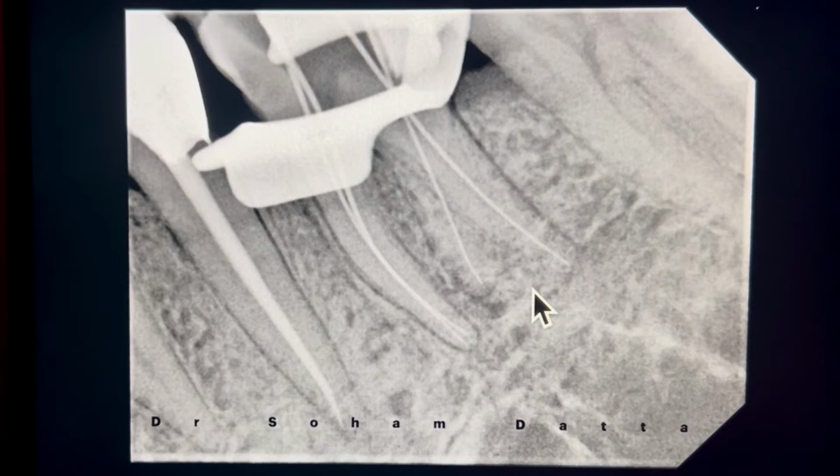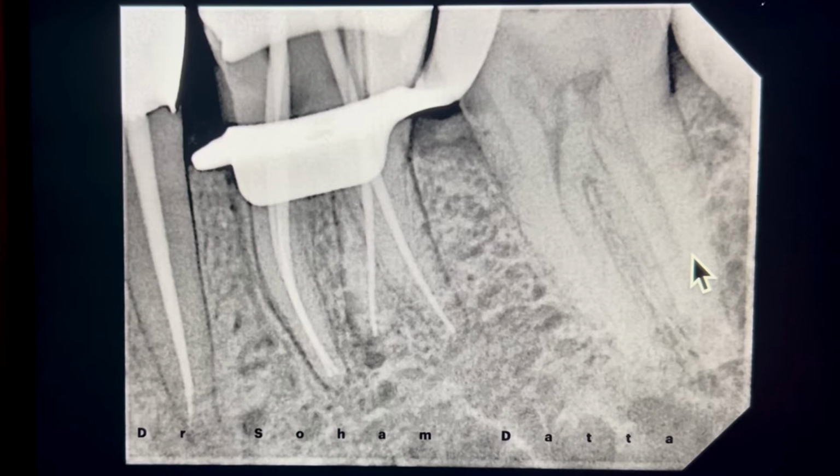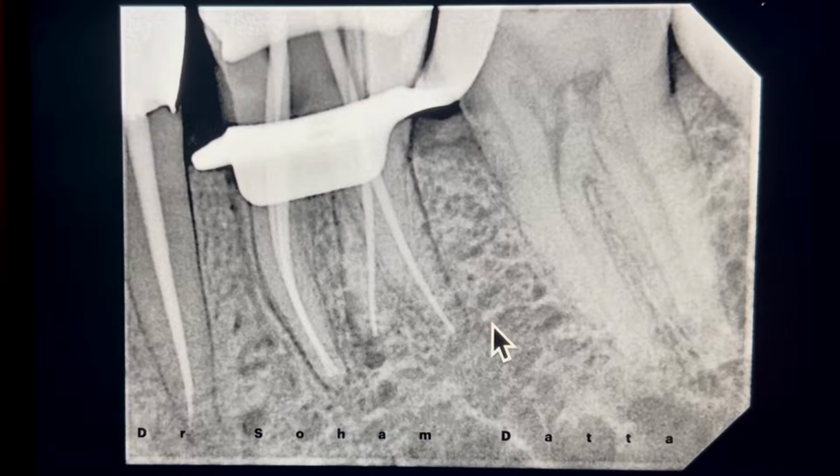Now this is the working length, mesial side, distolingual root, and this is the distobuccal root. Now this is the master cone X-ray of that tooth. This is 3004 on the distolingual. Here also 3004 gutta-percha during the master cone X-ray.